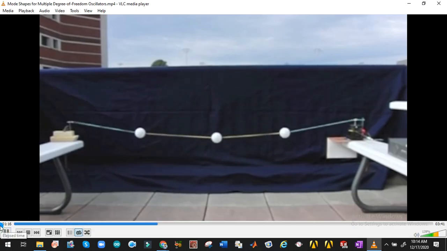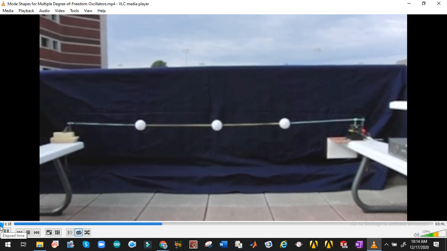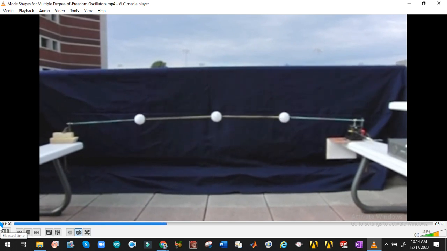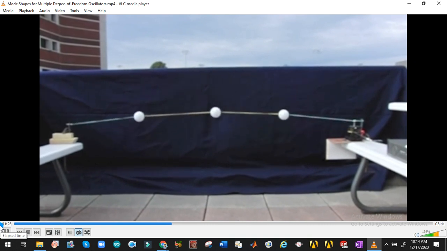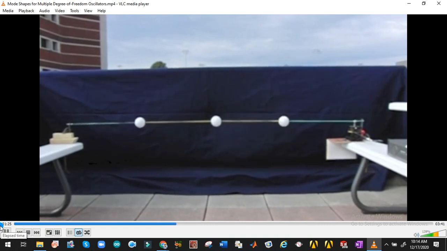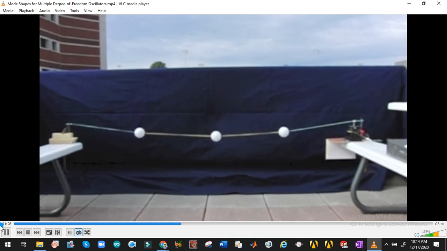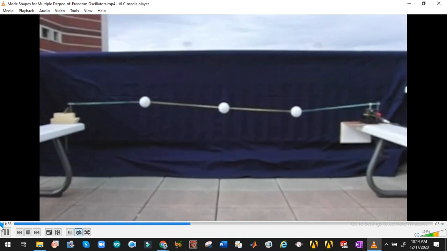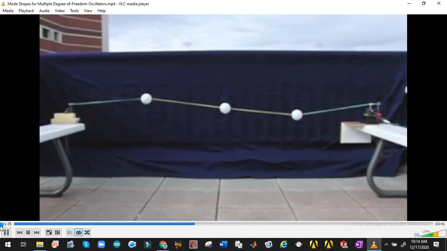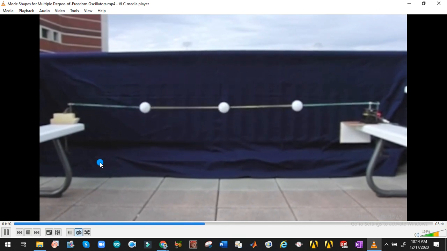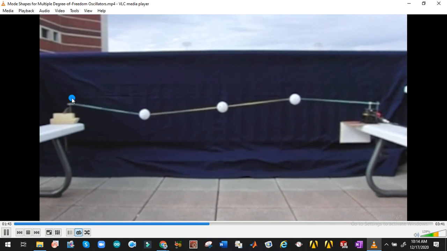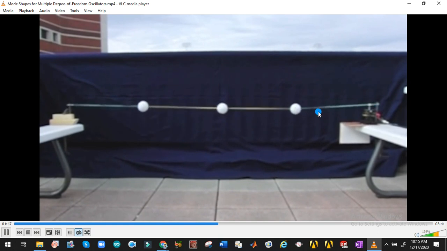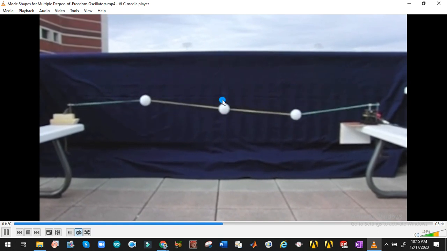In the first mode shape, all three masses move in the same direction at the same time, with the center mass moving slightly farther than the outer two. In the second natural mode, the center mass is stationary at a node point, while the two outside masses move with opposite phase in opposite directions. So you can see here we have three nodes. This is the first node, this is the second node, and this is the third node. Now this mass is acting like a node.